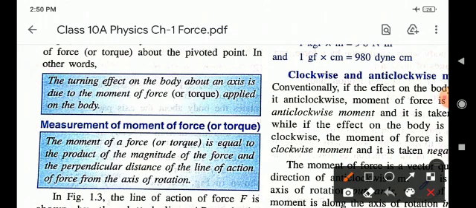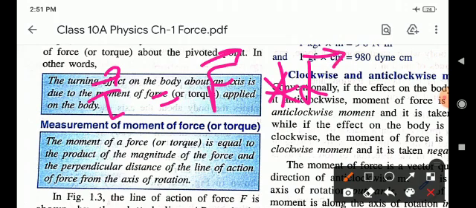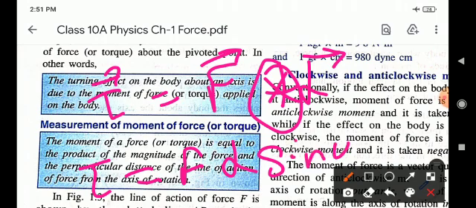Children, we know that the formula of torque is equal to the product of force and perpendicular distance between them, which is a cross product. Therefore, torque is equal to F D sine theta, where tau is the torque, F is the force, D is the distance, and theta is the angle between the force and perpendicular distance between them.